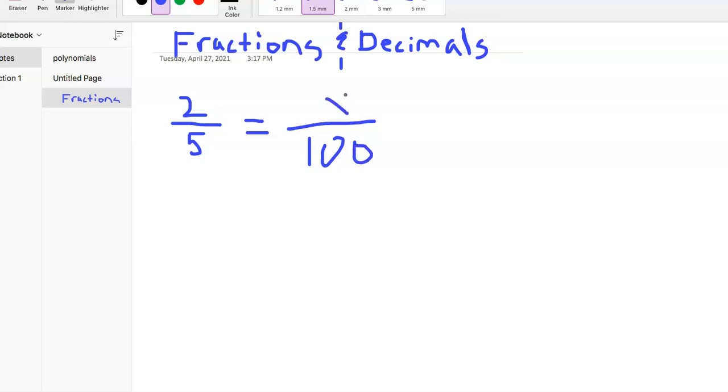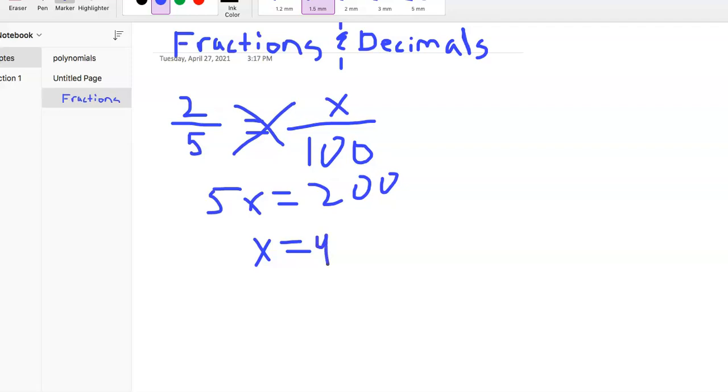If the answer doesn't immediately come to you, then you just do something like this. 2/5 equals some number out of 100. We cross multiply, right? And that will give us 5x equals 200. 2 times 100, 200. Divide each side by 5. And x is 40. Okay, that's all you really got to do for that one.